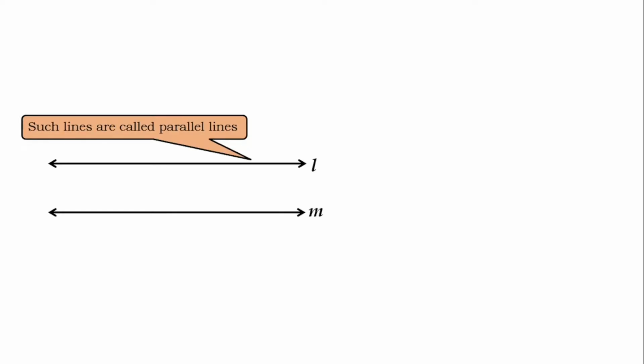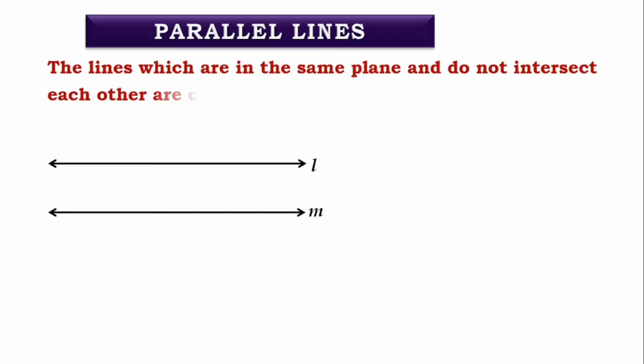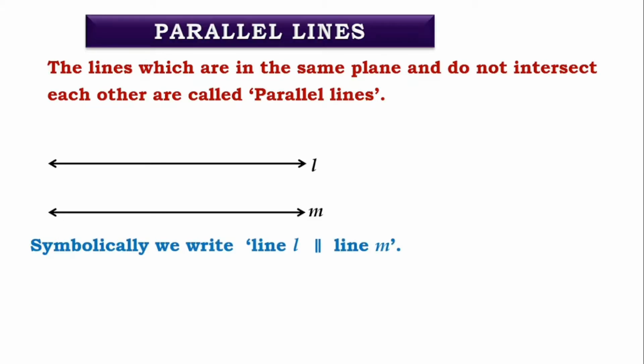Now let us see the definition of parallel lines. The lines which are in the same plane and do not intersect each other are called parallel lines. So these lines L and M lie in the same plane and do not intersect each other. Such lines are called parallel lines. Symbolically we write line L parallel to line M. So this is the symbol of parallel lines. Understood?